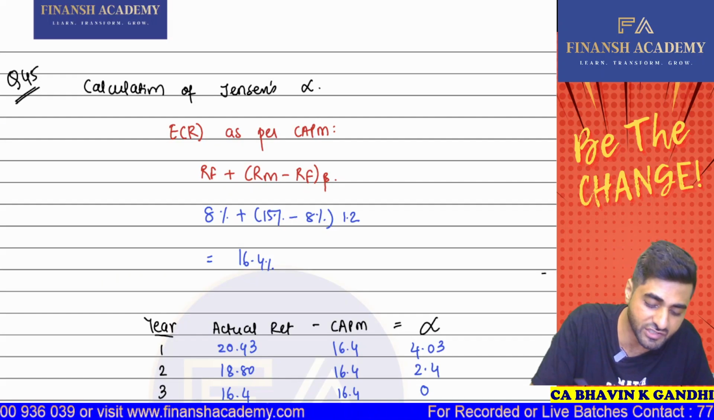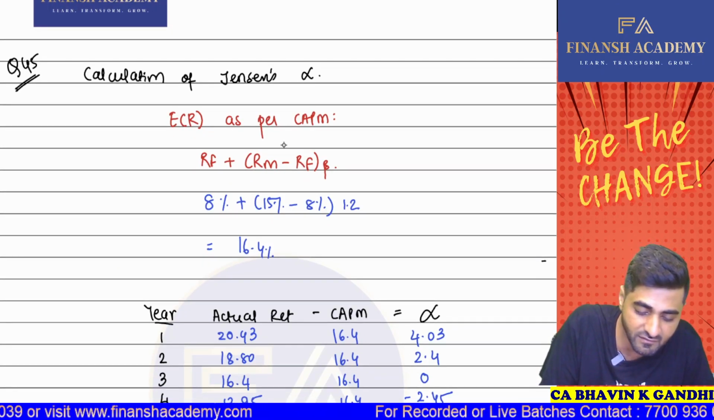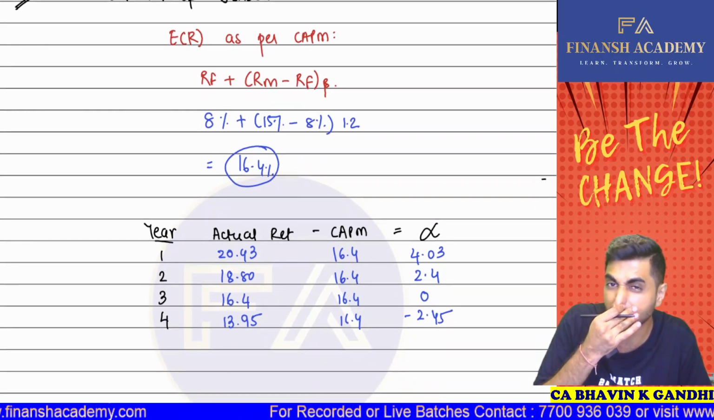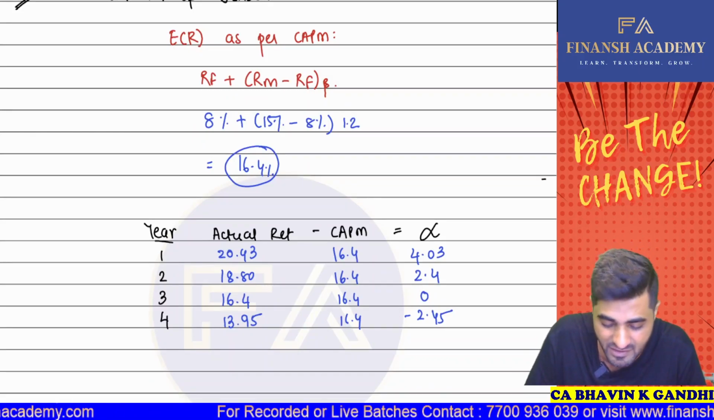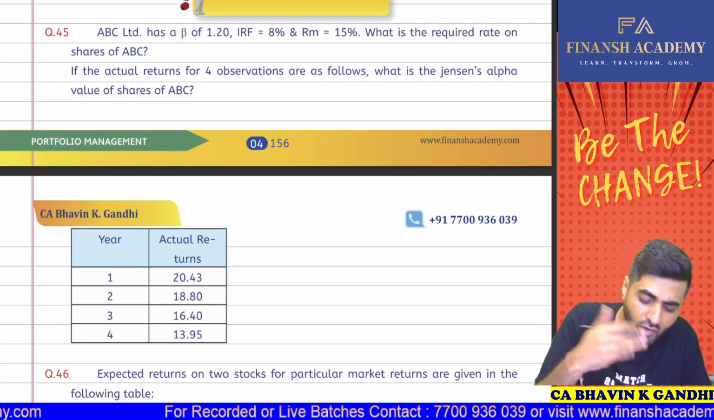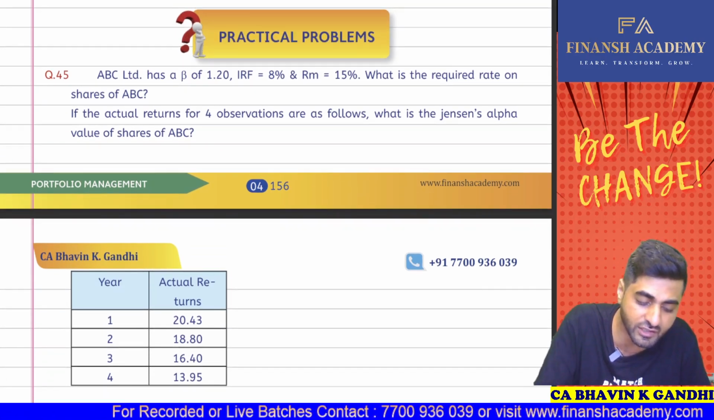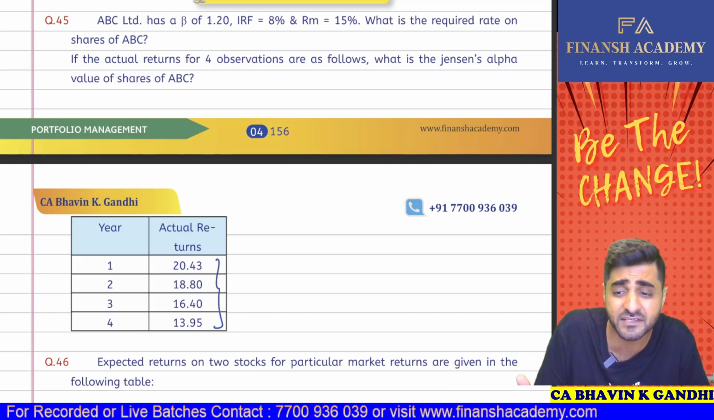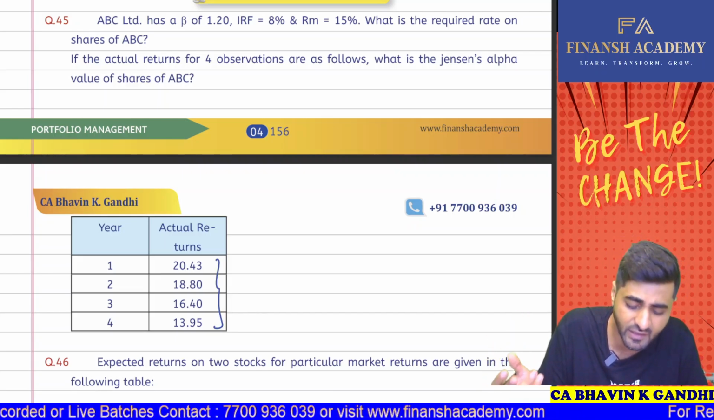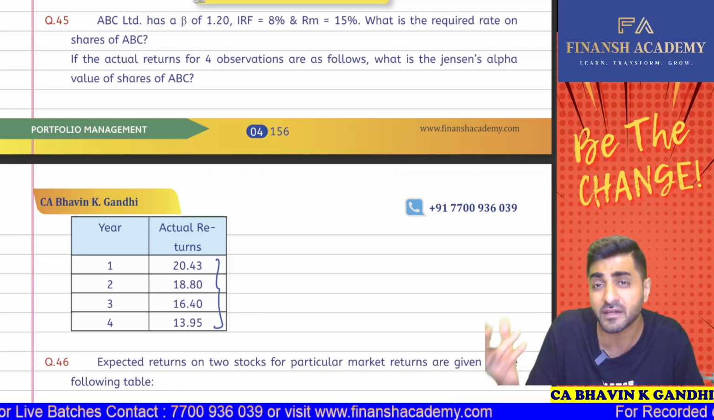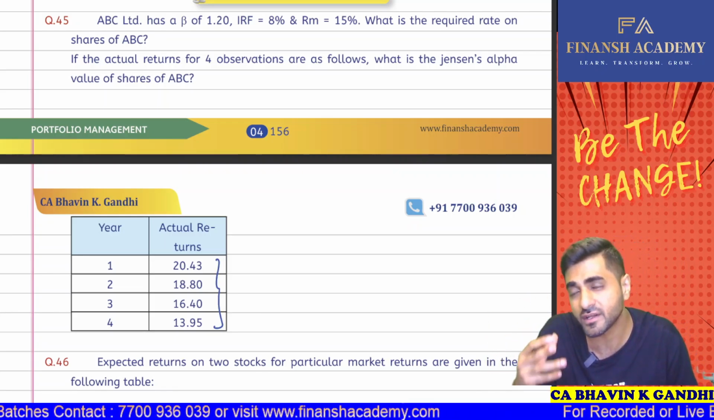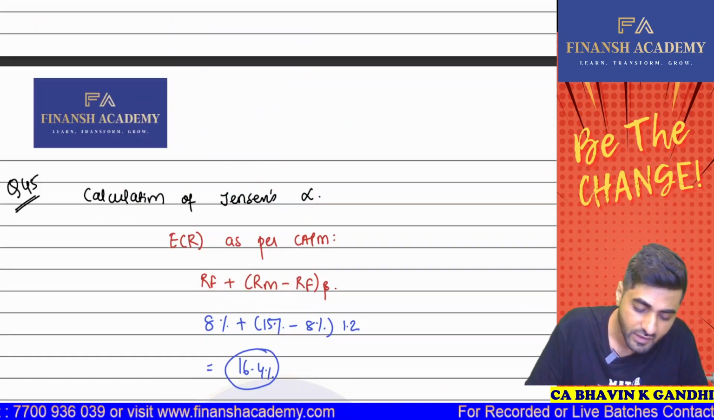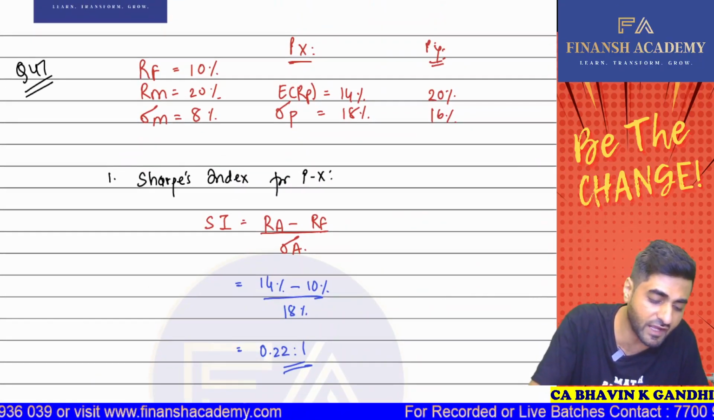We have the actual returns. We can very easily calculate your Jensen's alpha by first taking the expected return on the basis of CAPM, and we have got this as 16.4. Then from the actual returns, if you subtract the CAPM return, what we get is nothing but the Jensen's alpha. Or alternatively, you can also do it like this. We can take the actual returns and divide them by 4 to get the expected return, and then compare that with the expected return as per CAPM to see what your Jensen's alpha is. So either of the two ways is okay. Okay. So this is how we can do question number 45.